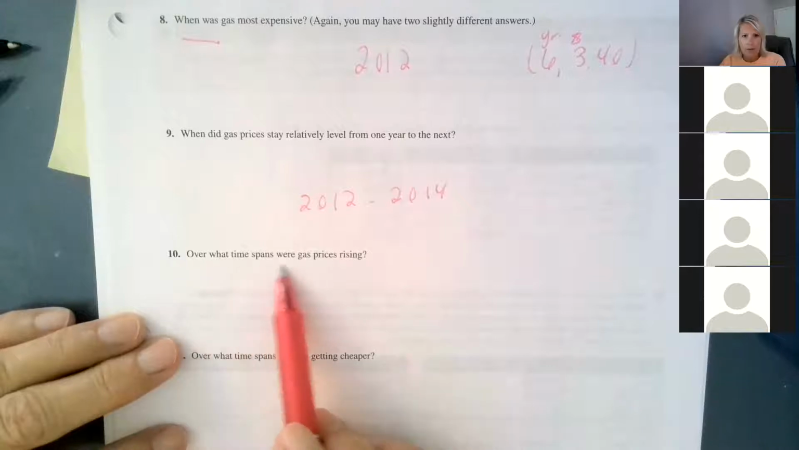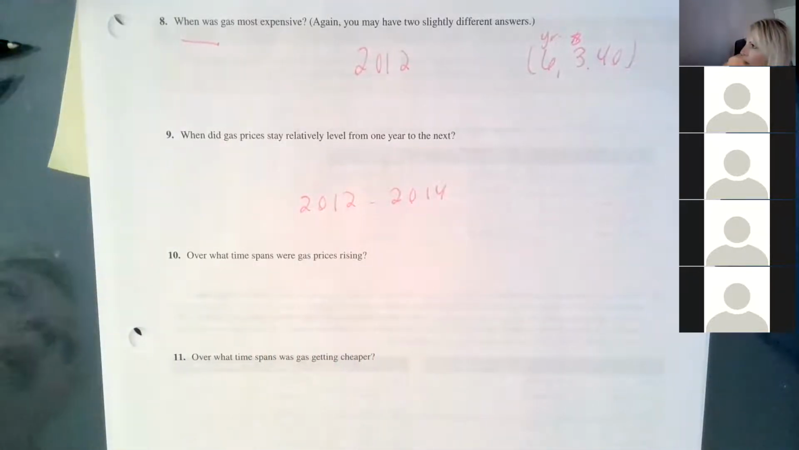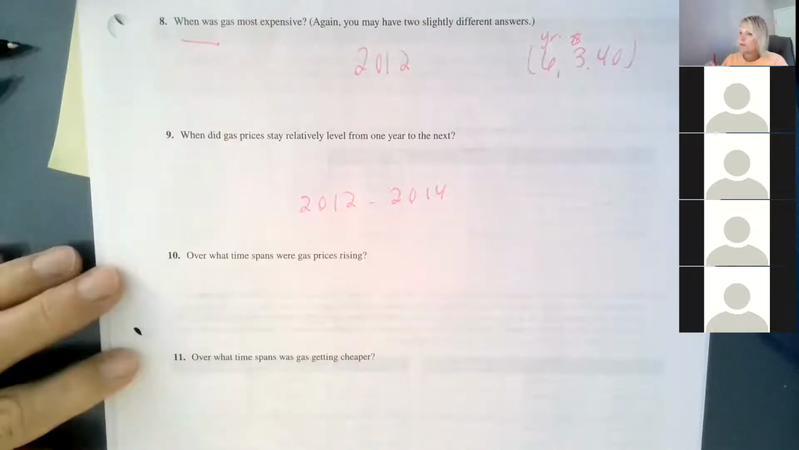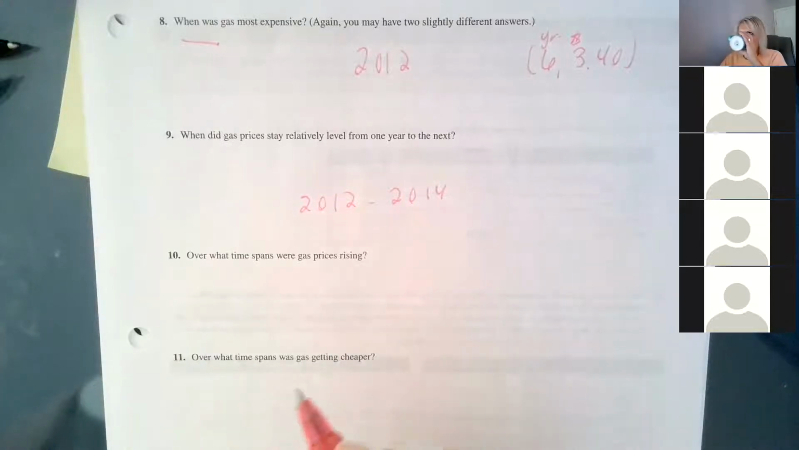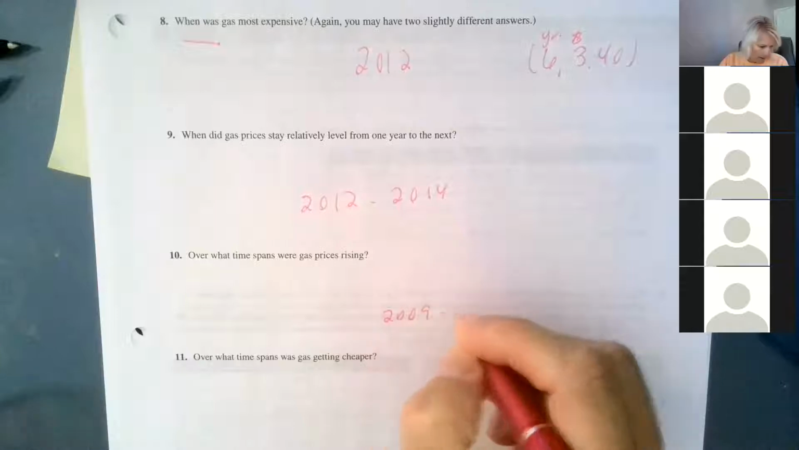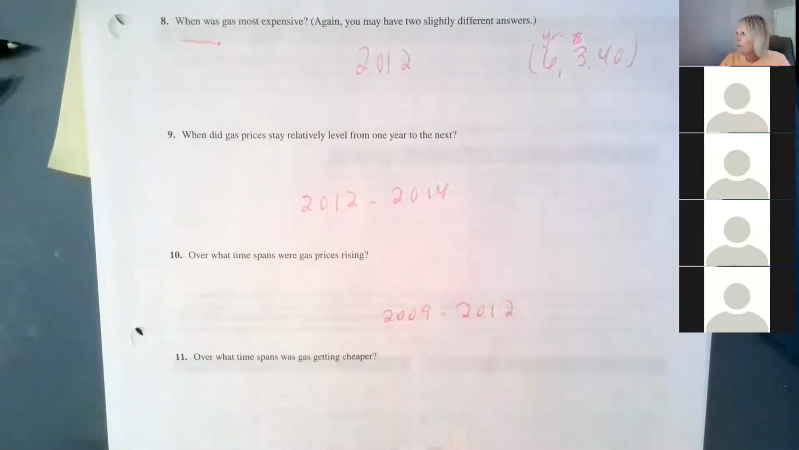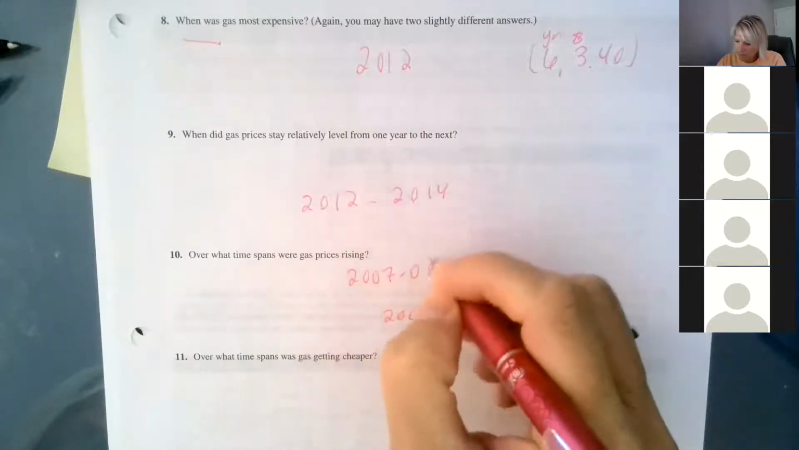10 says, over what time spans were gas prices rising? I had a couple. Anybody want to throw one out there? Yeah, I put 2009 through 2012. Yep, that was one. I had from 2007 to 2008, it jumped up too, right?